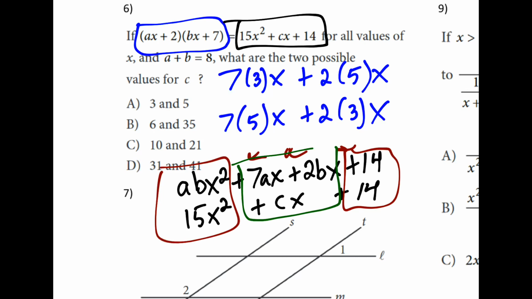So where I go next is this top middle part, 7ax plus 2bx. And I'm going to try plugging in for a 3, and a 5. And when I do so, I do the opposite for b. So when a is 3, b over here is a 5. And when a is 5, b is a 3. This tells me that 31x and 41x are the possible answers. And since we just want c, the number in front of x, our answer is D.